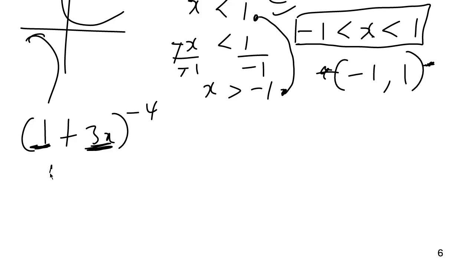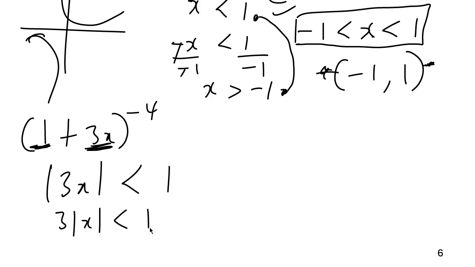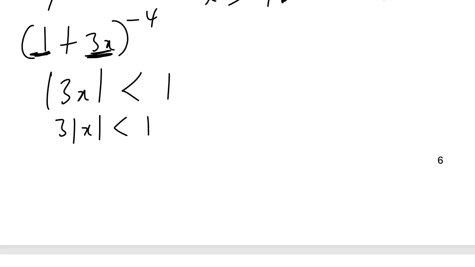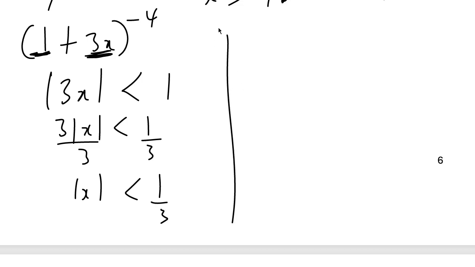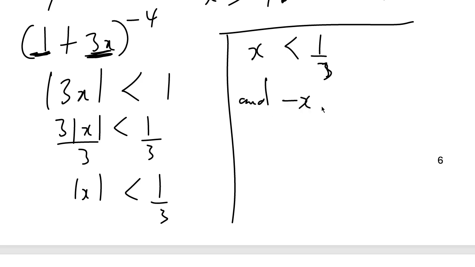Do you get? So that means that the absolute value of 3x should be less than what? 1. And we can break this down to what? 3 times the absolute value of x should be less than 1. Do you agree? And then dividing through by 3, we have that the absolute value of x should be less than what? 1 over 3. Applying the same principle, we can say that x should be less than 1 over 3, and what? Negative x, because x could be negative, should be less than what? 1 over 3.